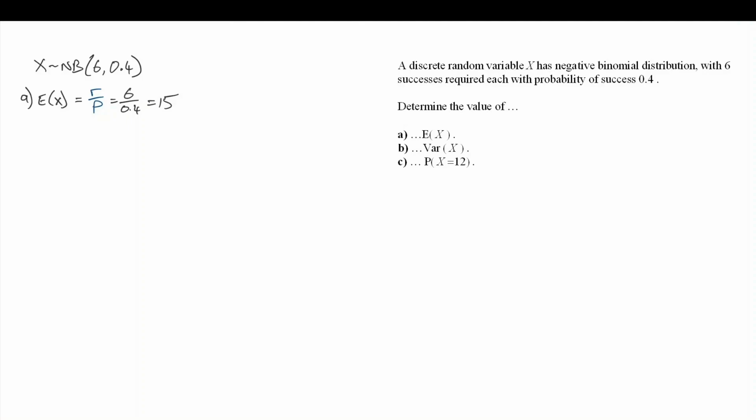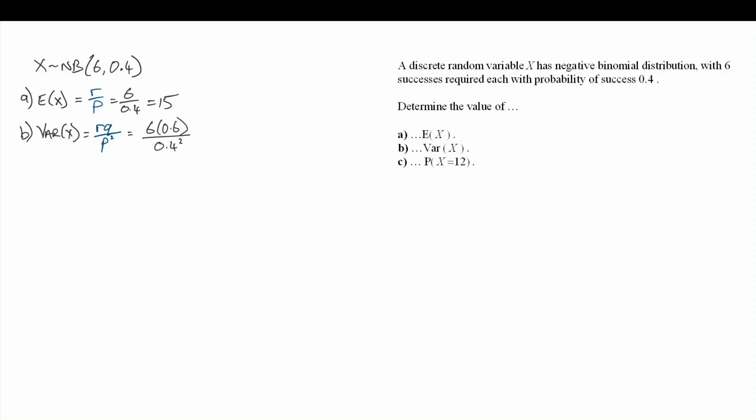Next, we're asked to find the variance of x. The variance can be found using the formula rq over p squared. q is 1 minus p. That's going to give us 0.6. 6 times 0.6 over 0.4 squared. And that gives us an answer of 9.